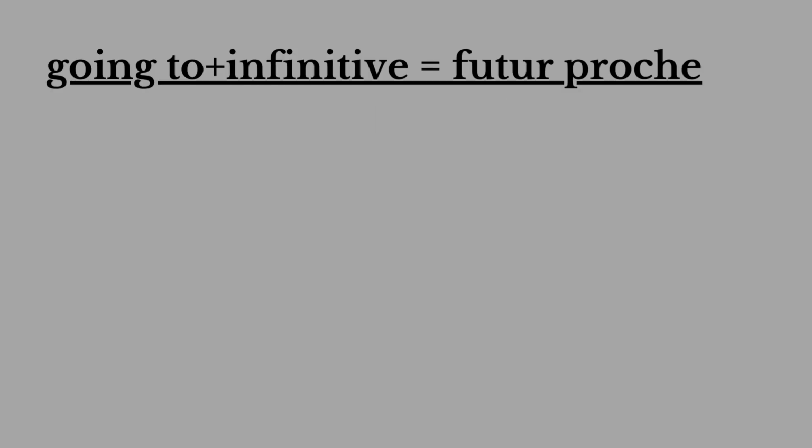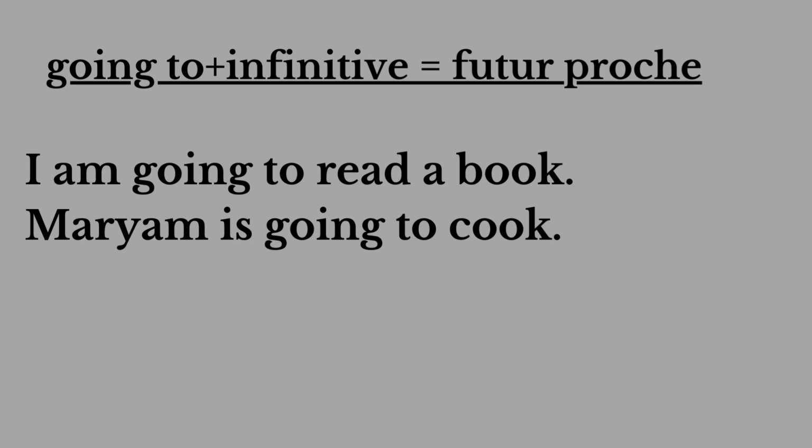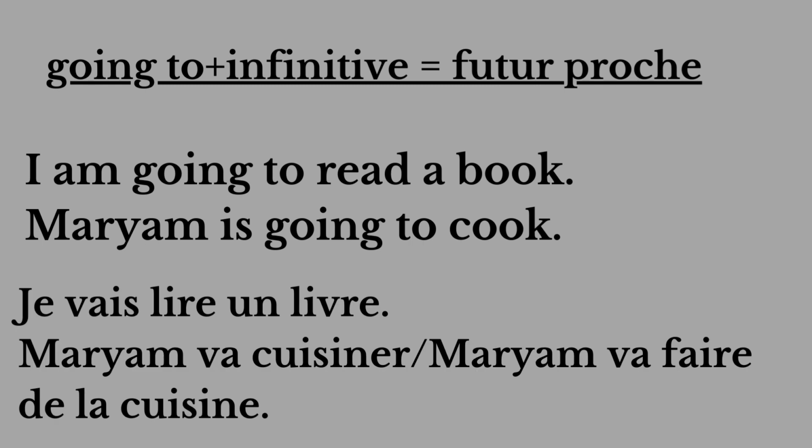Futur proche in French corresponds to the English structure going to plus infinitive. For example, I'm going to read a book or Mariam is going to cook. So in French, they will be spoken with the help of futur proche. I am going to read a book would be Je vais lire un livre. And Mariam is going to cook will be translated as Mariam va cuisiner or Mariam va faire de la cuisine. So you see, going to plus infinitive structures in English correspond to futur proche in French.